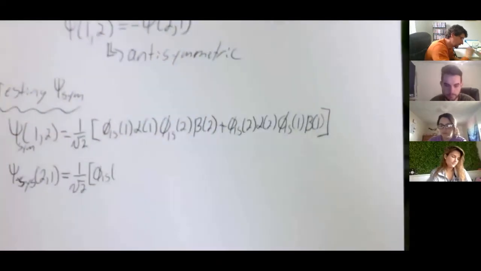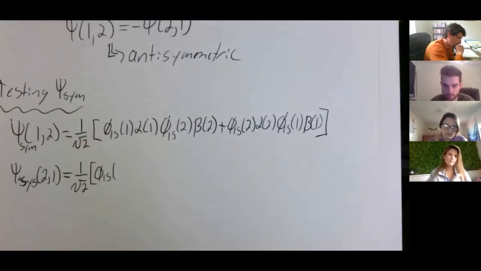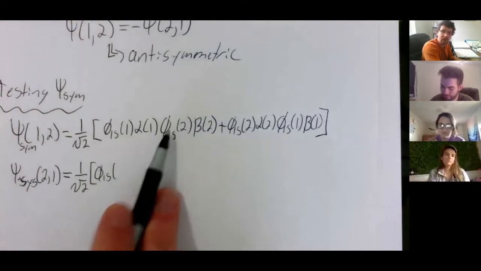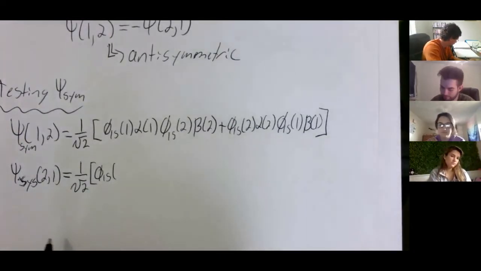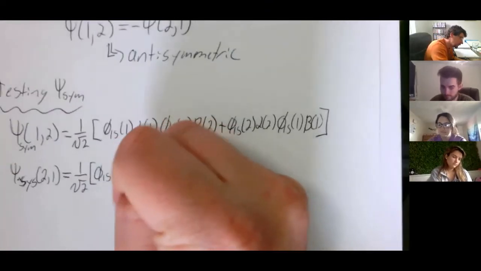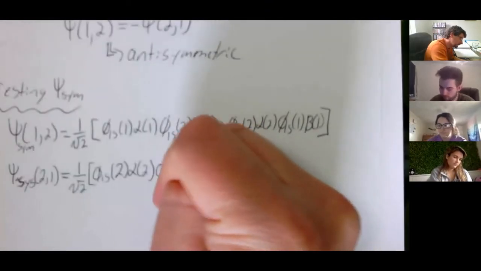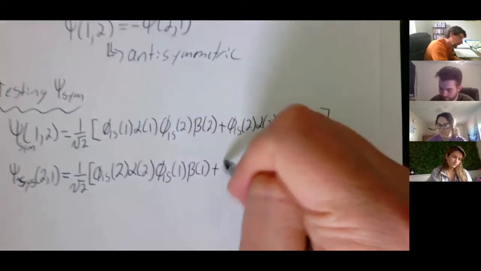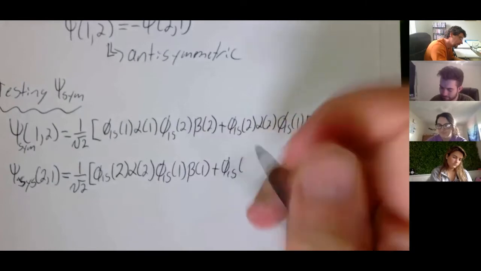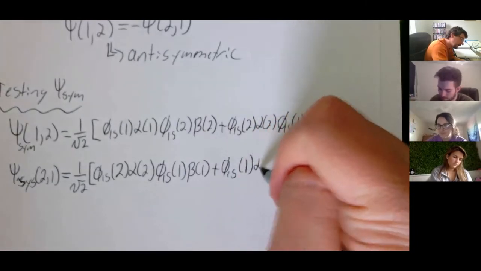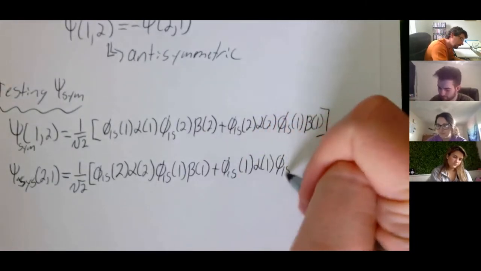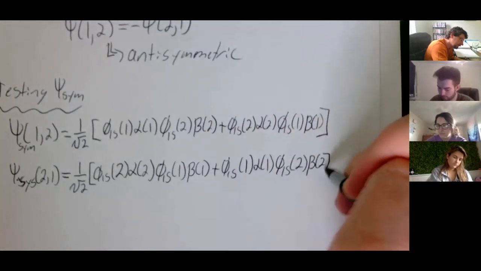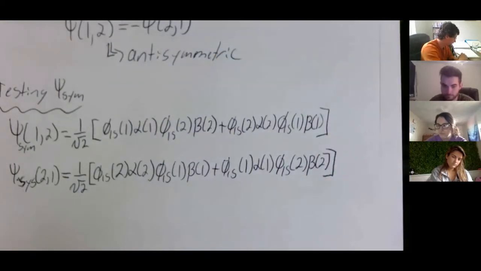Dr. Simpson, I think you repeated the same way. Oh, wait, no, you did 2 then 1 that time. You just swapped them out. We're writing what we had previously. Now we're switching them around. So we got 2 alpha 2, 1 beta 1 plus 1 alpha 1, 2 beta 2. Okay.